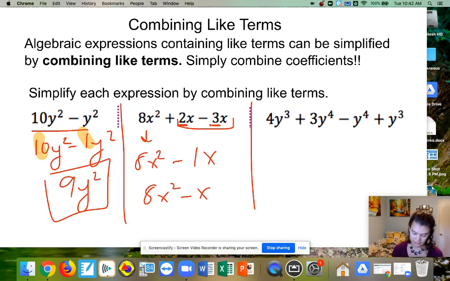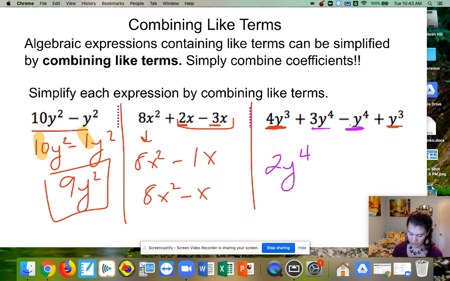The next one, we have y to the third and y to the third. So those would have to go together. And then we also have y to the fourth and y to the fourth. So those can be combined. So if you do 3 minus 1, you get 2y to the fourth.